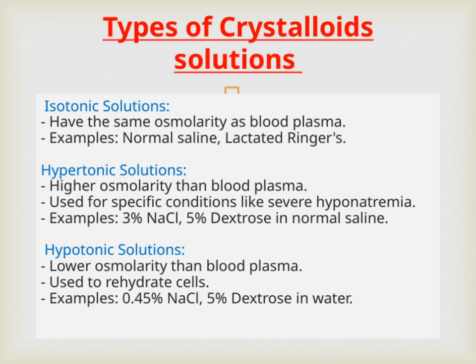Then there are hypotonic solutions. These have lower osmolarity than blood plasma, which means they cause water to move into the cells, rehydrating them. They're often used when we need to treat cellular dehydration or conditions like hypernatremia. Examples include 0.45% sodium chloride and 5% dextrose in water. Understanding these different solutions and their osmolarity helps us make informed choices about fluid therapy, ensuring we match the right solution to the patient's specific needs.